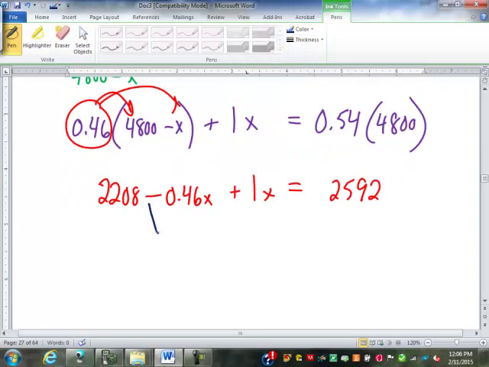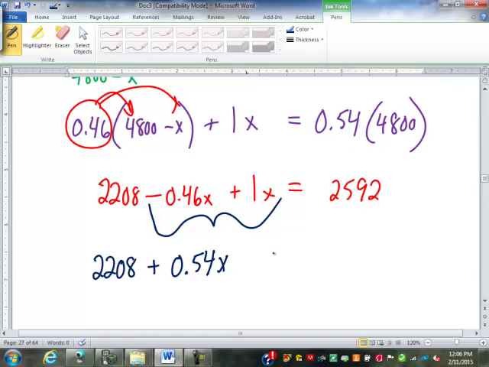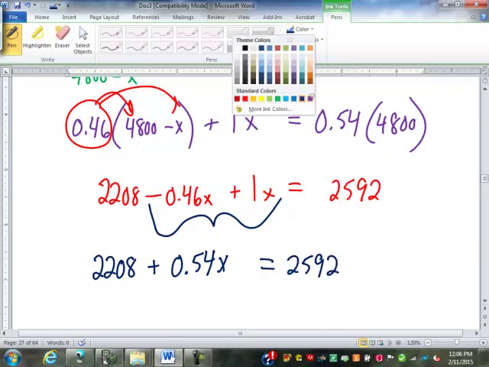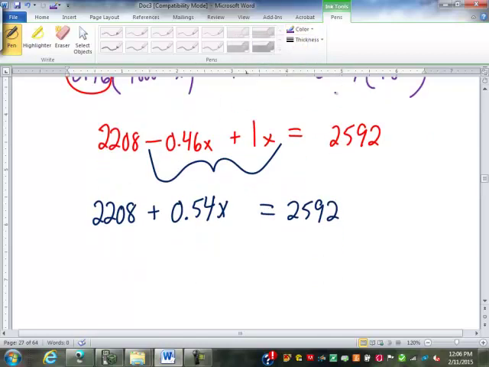Now we're going to combine. Negative 0.46x plus positive 1x is 0.54x. So 2208 plus 0.54x equals 2592. And then we're going to subtract 2208. So 0.54x equals 384.